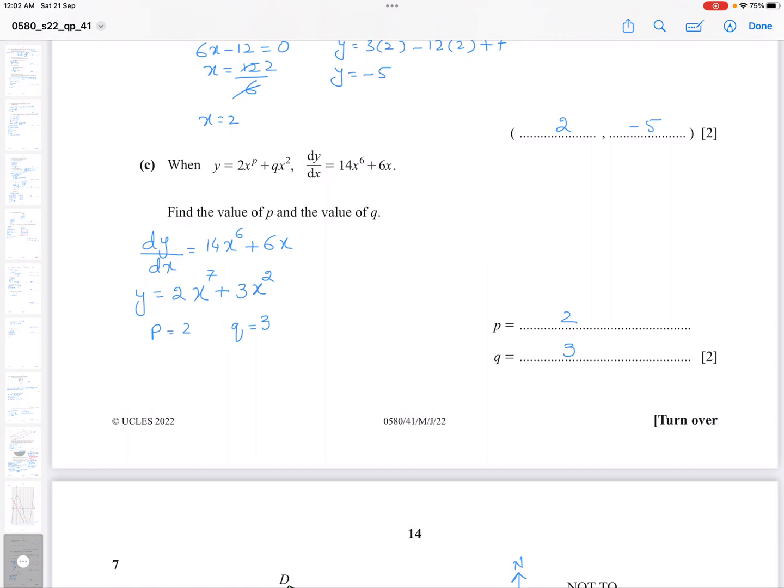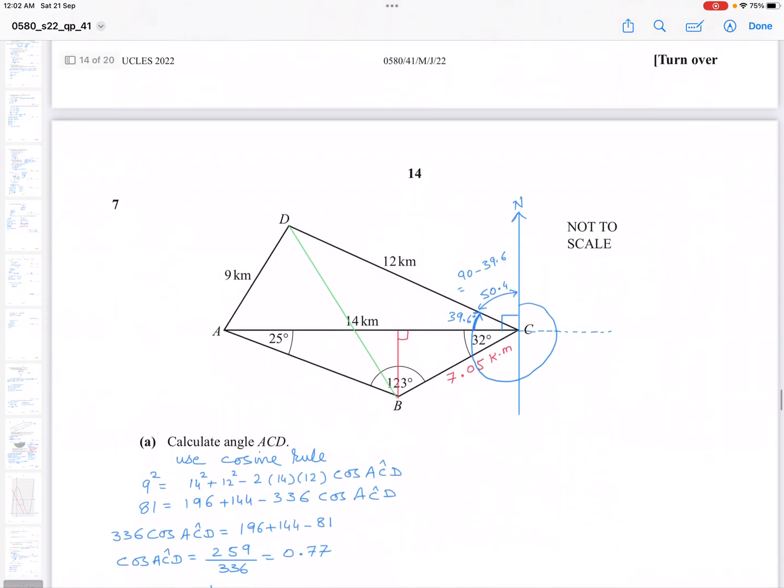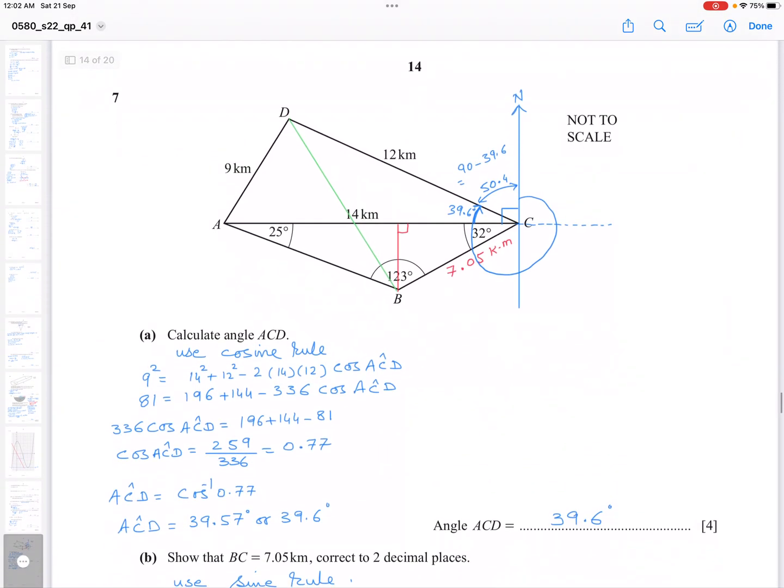Like this you can get 6x. So the p equals 2 and q is equal to 3. Question number 7, calculate a c d.